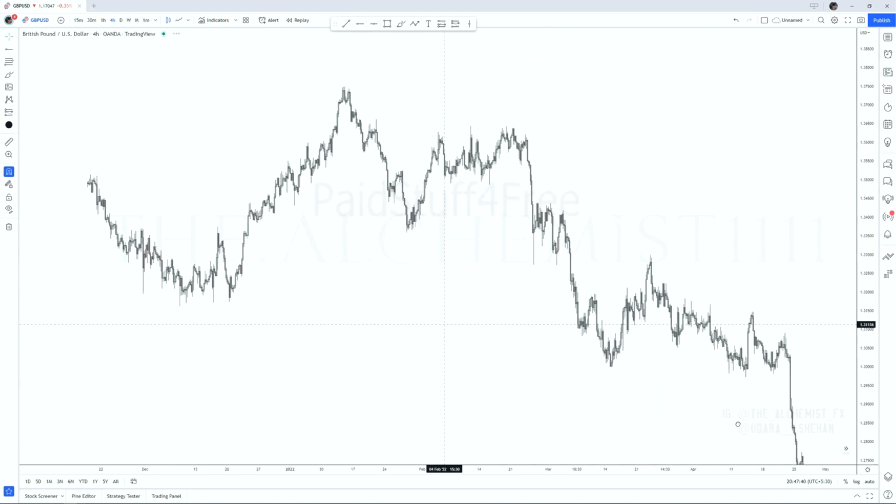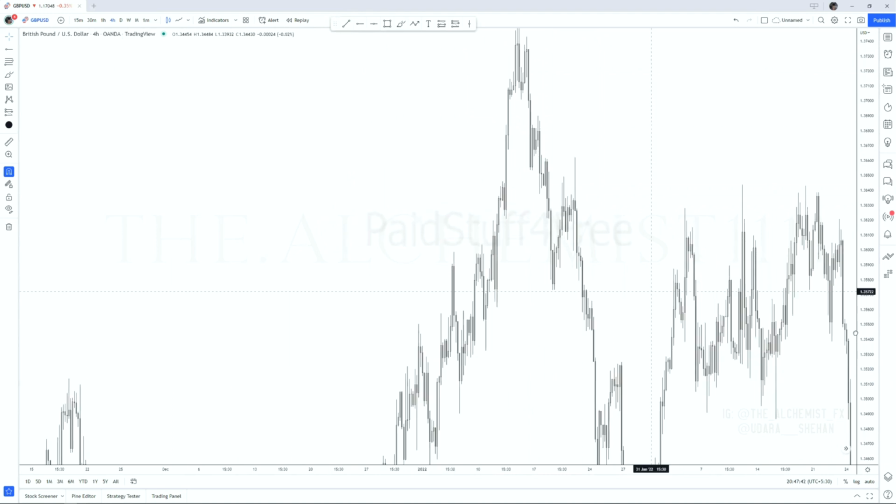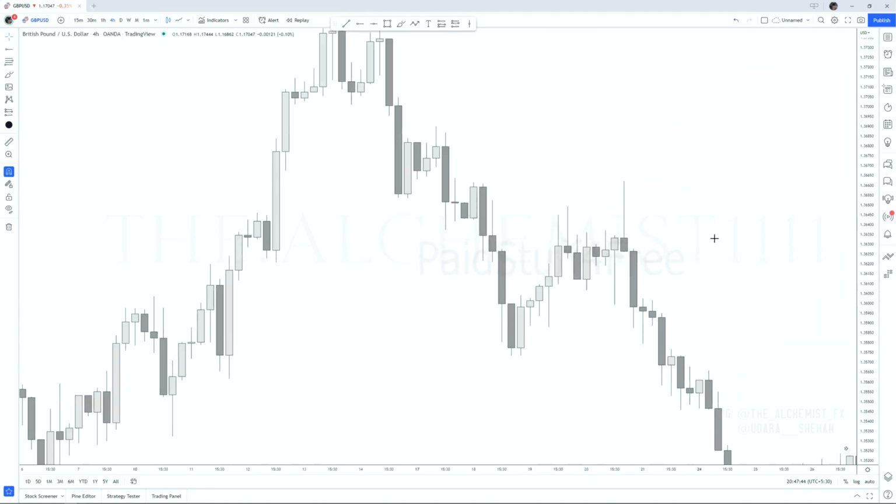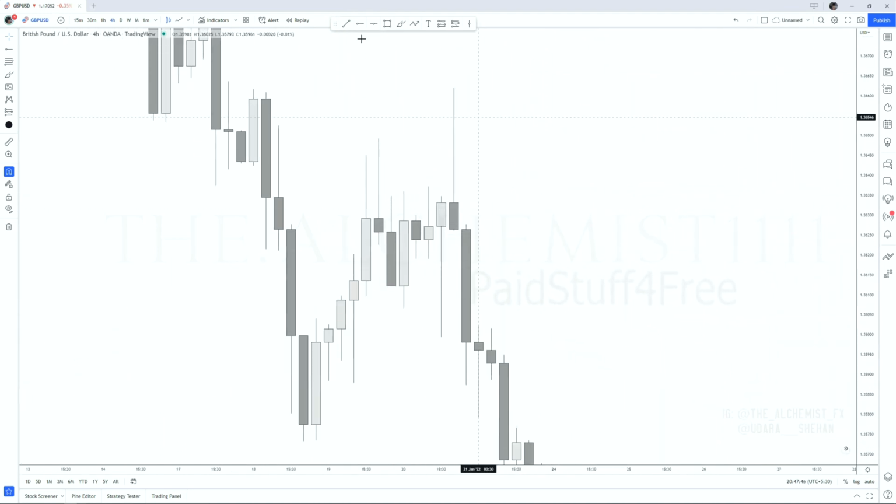Here we have a nice example. See that this right here is what we call a rejection block. It is the closing price of the bullish candle or the opening price of the bearish candle.